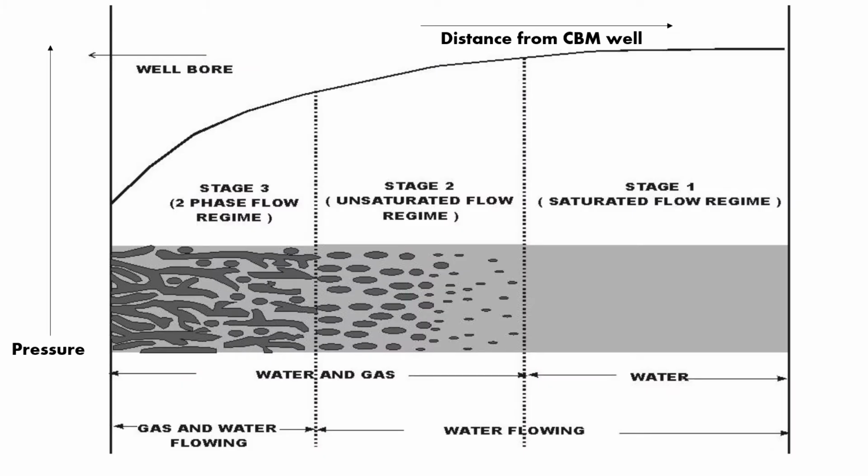So production profile. So pressure versus well is producing. In stage 1, we have a saturated flow regime. So only water, the dewatering stage. Stage 2, we have an unsaturated flow regime. So gas starts developing. And stage 3, we have gas lines.